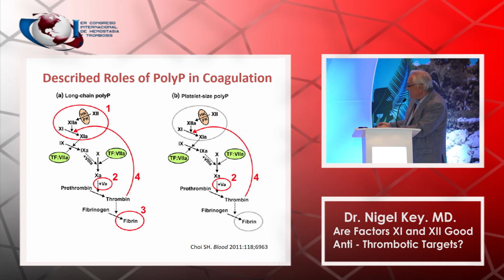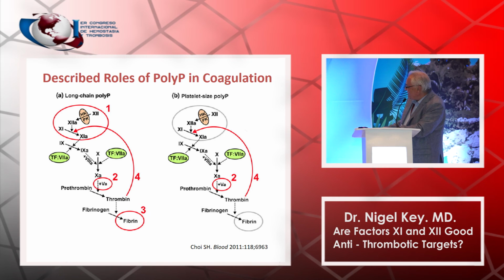And actually, this is a two-part figure on the left here. Long-chain polyphosphates are really more characteristic of bacteria. So when the number of repeating units is well over 100, maybe into the 1,000 plus range, that's when they really become efficient at activating factor 12.